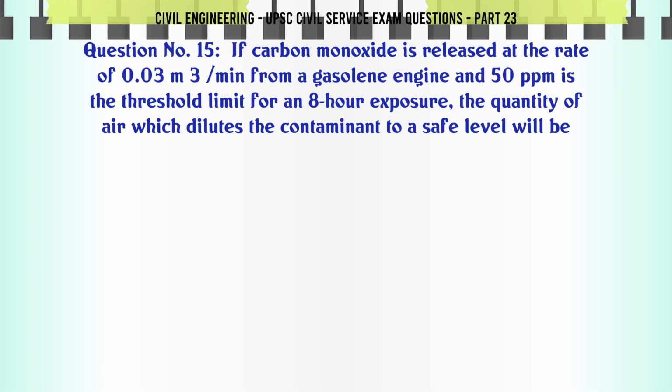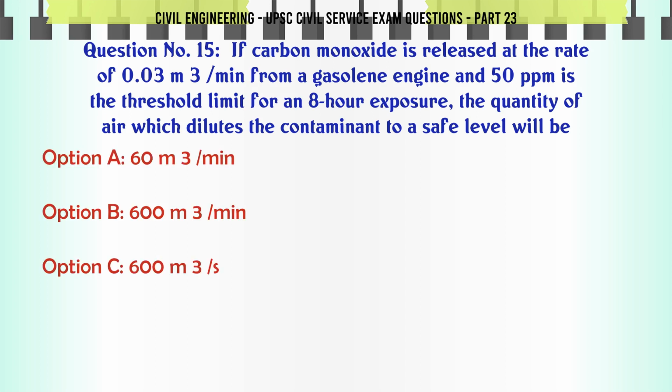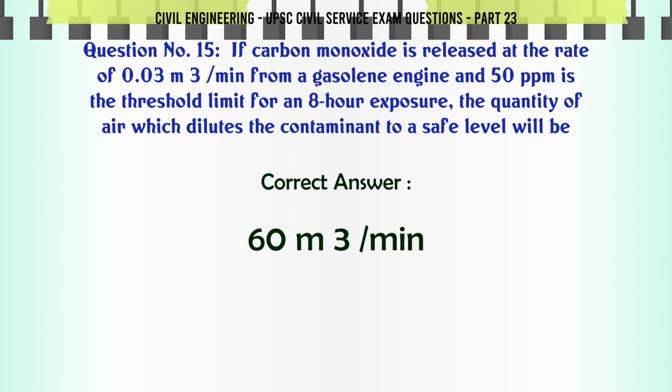If carbon monoxide is released at the rate of 0.03 m3/min from a gasoline engine and 50 ppm is the threshold limit for an 8-hour exposure, the quantity of air which dilutes the contaminant to a safe level will be A. 60 m3/min, B. 600 m3/min, C. 600 m3/s, D. 60 m3/s. The correct answer is 60 m3/min.